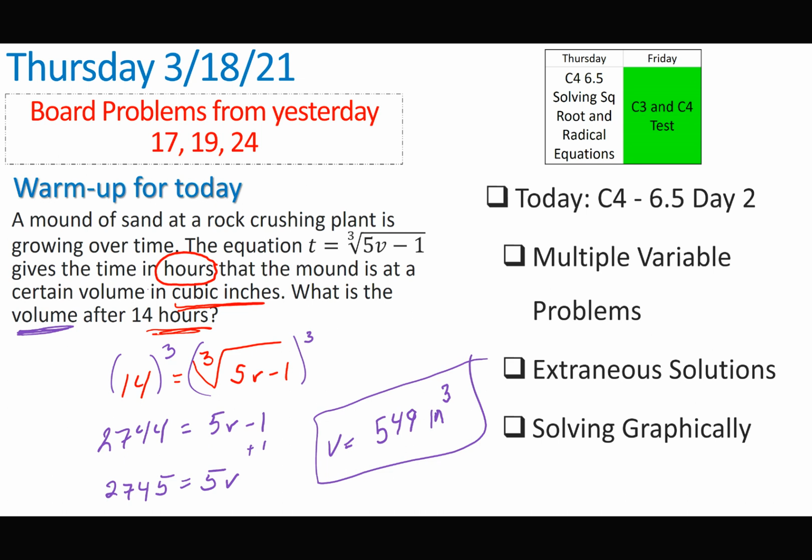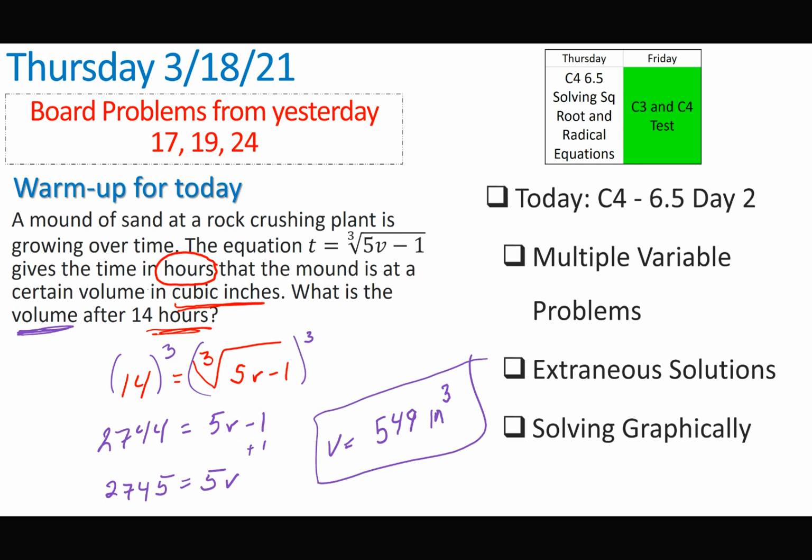Okay, any questions on the warm-up problem or any of the homework problems, board problems? All right, so today we're going to work with multiple variable problems, where now I'm going to have multiple variables, as in I could have multiple x's within the same problem.